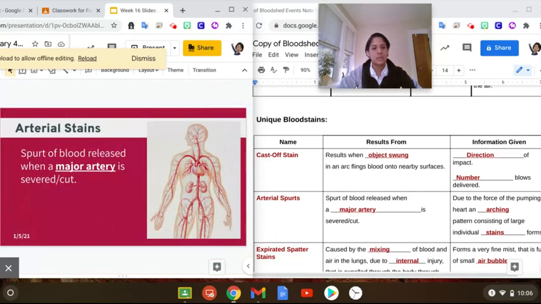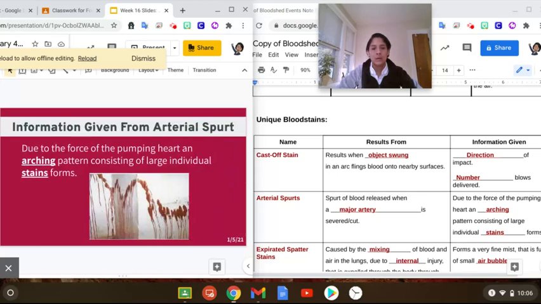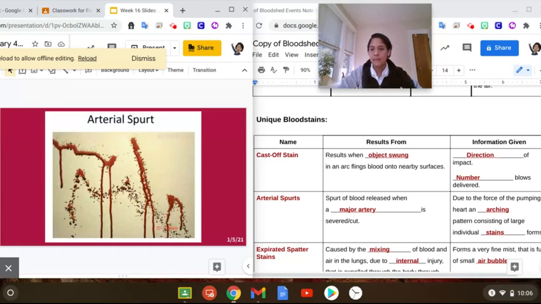Arterial stains are spurts of blood released when a major artery is severed or cut. Due to the force of the pumping heart, an arching pattern consisting of large individual stains forms. Always going to be these arches for arterial spurts.